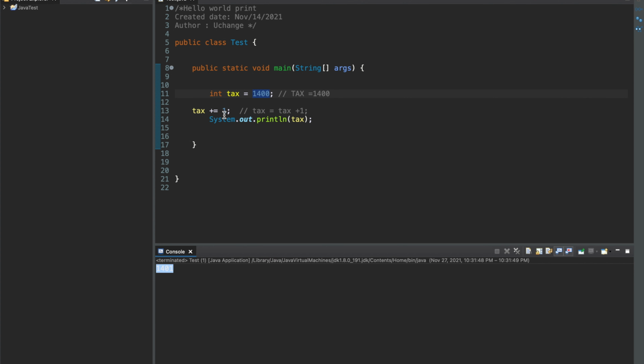If that's the case, what happens if I do minus equals? So let's say minus equals. Now it means that it should be finding the initial value and then subtracting 1. Let's see if that's the case. It should come 1399, right?